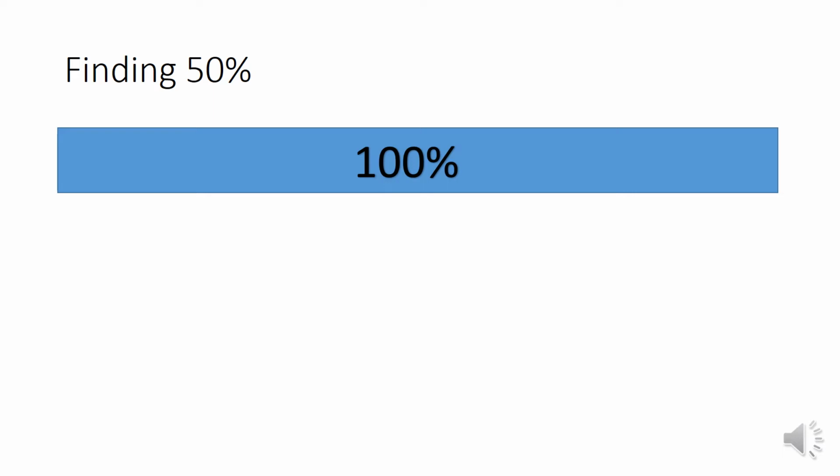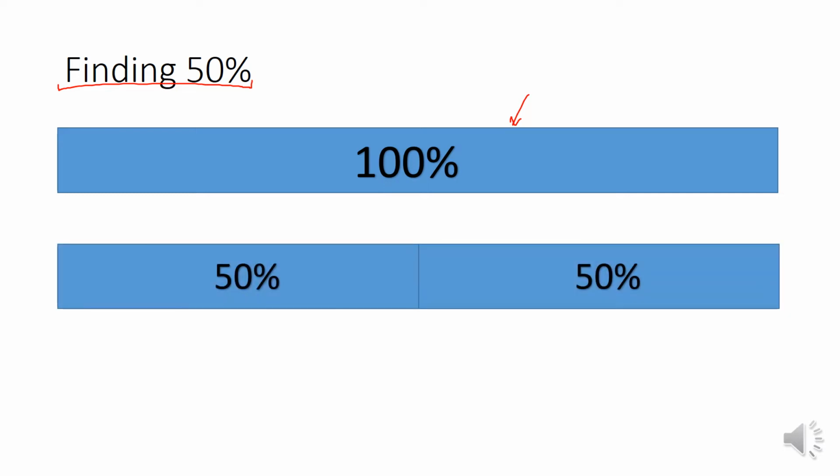So if we've got here, this bar, that represents 100%. And we want to find 50%. So basically, how many 50% go into 100? So let's draw another bar with 50% on them. So we can split 100 into two lots of 50s. So we can draw a bar underneath it, so 50 here and a 50 here. And the way we've done that is we've done 100 divided by 2 to get 50%.